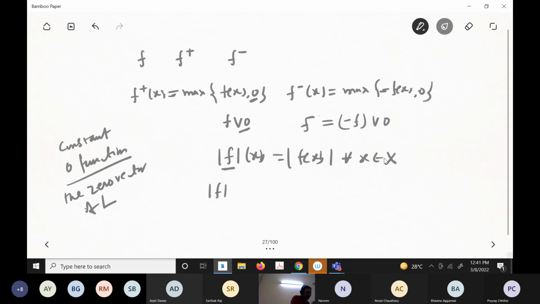Because on the real line, if you have f, then what does mod f mean? We look at f plus x and f minus x. Okay, f plus x, f minus x. You can check that, so that this actually will be this, and f will be this.